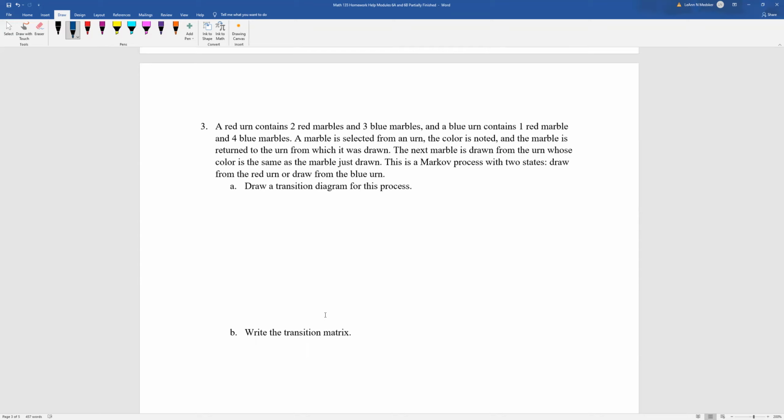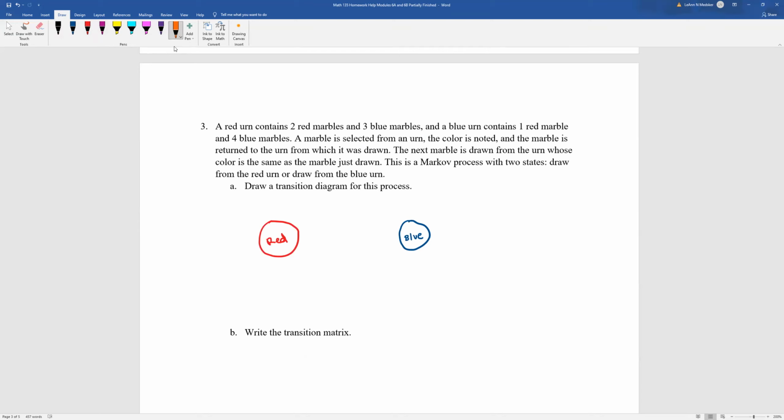Okay, this is a Markov process with 2 states. You're either going to be choosing to draw from the red urn or draw from the blue urn. Okay, so we have 2 states. That means we're going to have 2 circles, and I'm going to color code them to help us see this. So this is our red urn. Over here, we have our blue one. Okay. Now, the probability, we'll do kind of a purpley. We'll do the orange color for the red.